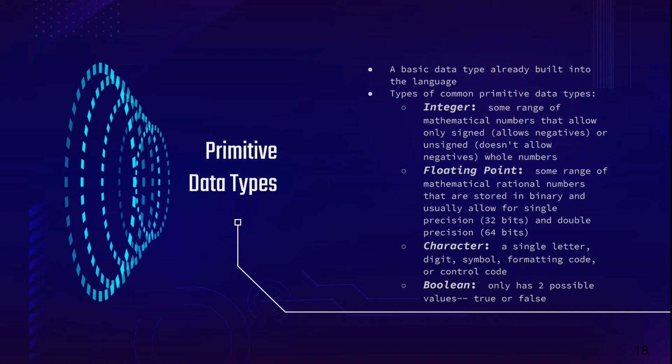And then characters. Characters are single letters, digits, symbols, formatting codes, and control codes. But again, single, except if they're a control code, in which case it might be multiple. It's represented using the single apostrophe. And then there's booleans. Booleans only have two possible values, true or false. We could get into stuff like a truth table, but it's not necessary. Just have an idea of whatever you're assigning, whether it be true or false. Just keep that in mind.